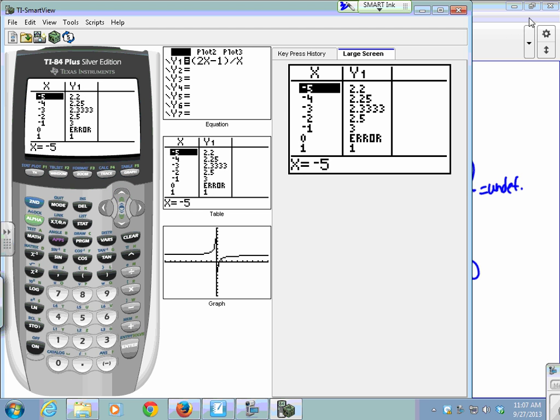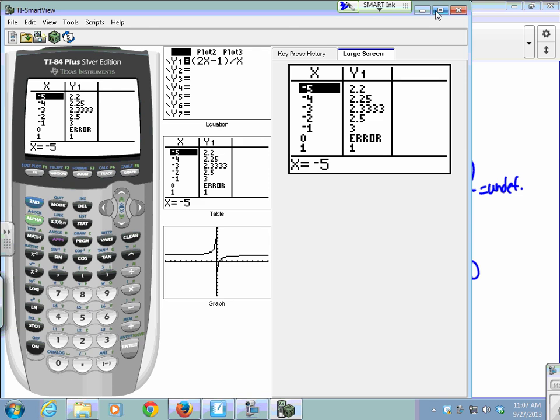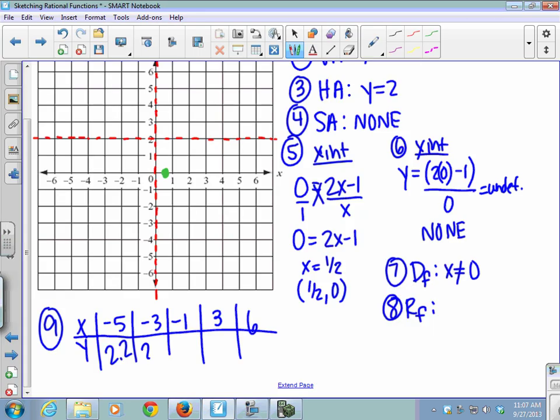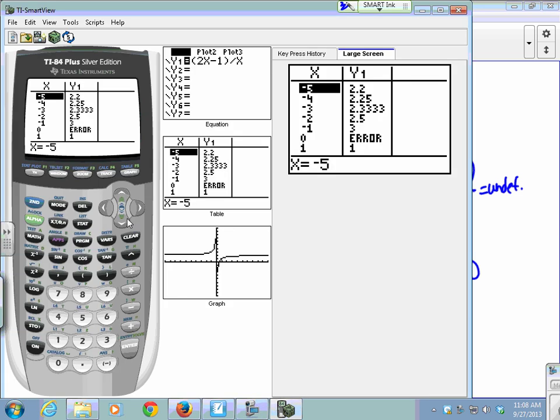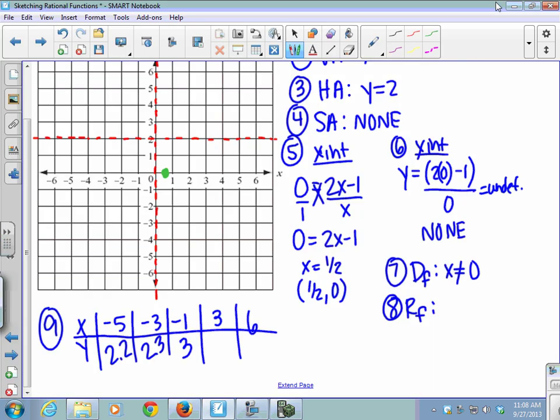So -5 would be 2.2. And then the next one, I'm going to round that to 2.3. And then at -1, it goes to 3. Alright, when I look for 3 and 6, those points are going to be at 1.6. I'm going to round that to 1.7, and this would be 1.8. So they're about in the same place.